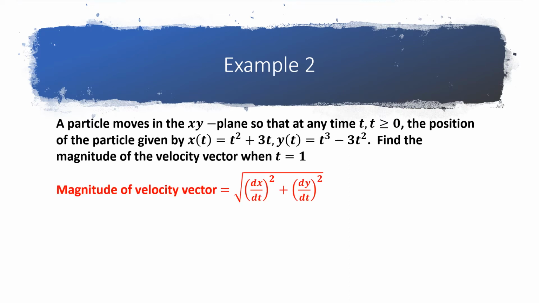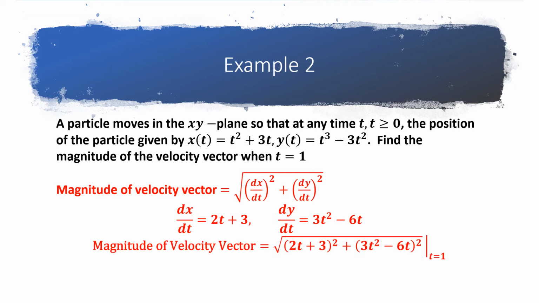So the magnitude of any vector is the square root of the sum of each component squared. And so it's the square root of (dx/dt) squared plus (dy/dt) squared. And so remember, dx/dt is 2t plus 3, dy/dt is 3t squared minus 6t, and so our magnitude is going to be the square root of (2t plus 3) squared plus (3t squared minus 6t) squared, such that t equals 1. And so if I plug 1 into that, I get 5 squared plus 3 squared, or 25 plus 9, which is the square root of 34.